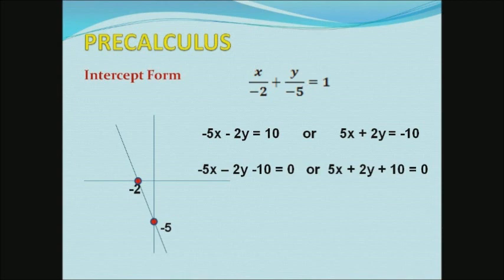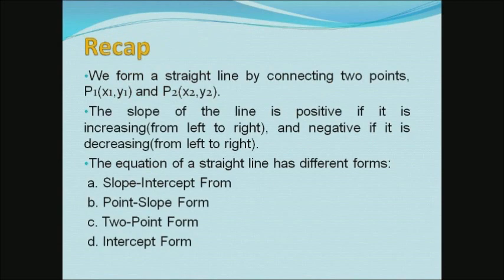And so, by transposing our 10 or yung -10 to the left side of the equation, we will now have negative 5x minus 2y minus 10 equals 0, or by multiplying both sides by negative 1, we will have 5x plus 2y plus 10 equals 0. So, kahit alin dyan sa dalawang yan, yan ang ating magiging general equation. And so, we're done with different forms of the equation of straight line.